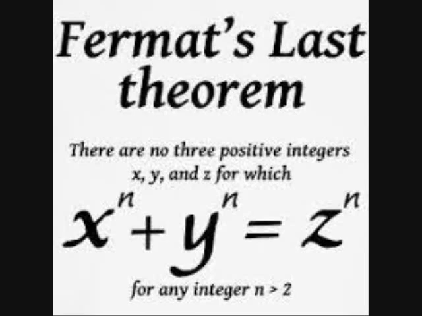Fermat asserted that if n is greater than 2, then the Diophantine equation x to the power of n plus y to the power of n equals z to the power of n had no solution in the integers except for the trivial solutions in which z is equal to x or z is equal to y, with the remaining variable being 0. This is known as Fermat's last theorem, or more accurately, Fermat's conjecture.